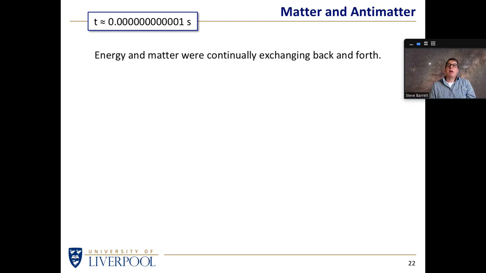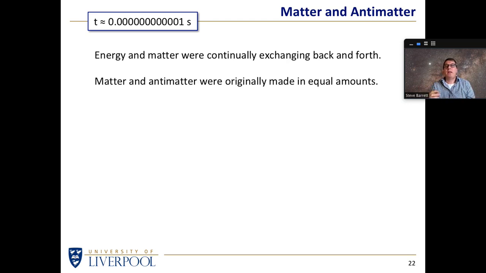Okay, we've borrowed energy. Energy makes matter, matter makes energy. E equals mc squared. Back and forth and back and forth. Any amount of energy we have can in principle make matter and antimatter. Antimatter is simply the opposite of matter.